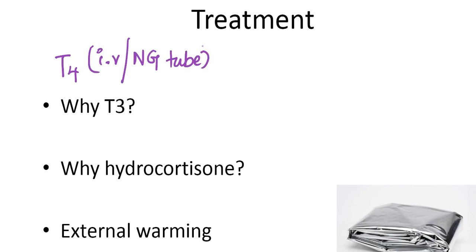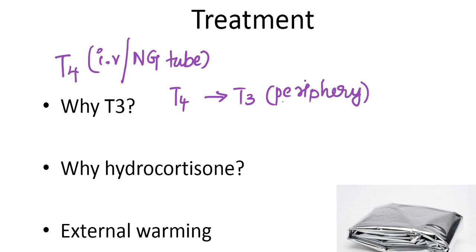Now, why is T3 preferred? T3 is included in the treatment because in this condition of myxedema coma, generally there is impaired conversion of T4 to T3, which usually occurs in the periphery. You all know that T3 is the metabolically most important thyroid hormone. So you need T3 for the body to recover. So that is why you are also giving T3, because there is an impaired conversion of T4 to T3 in the periphery. This is not happening properly. So that's why you are also including T3 in the treatment.